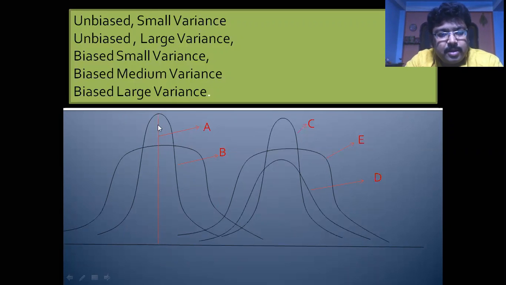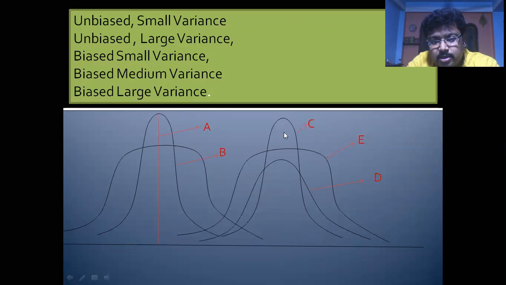The parameter is equal to the estimate, and here the B distribution, a sample distribution, is also unbiased because beta hat equals beta, but the variance is large. You can find the variance is large. But look at this. Here beta hat equals beta.